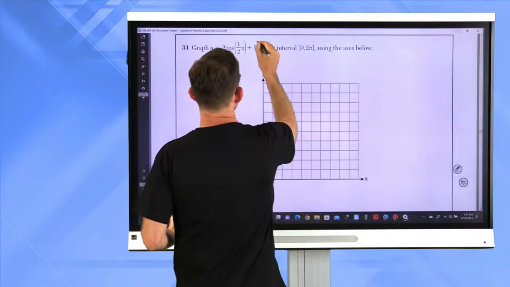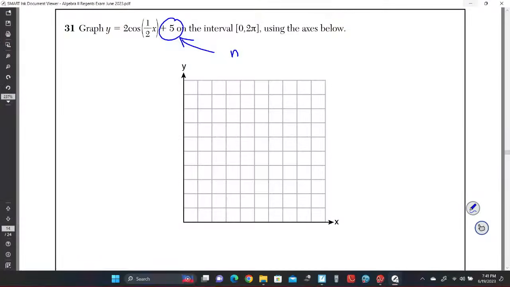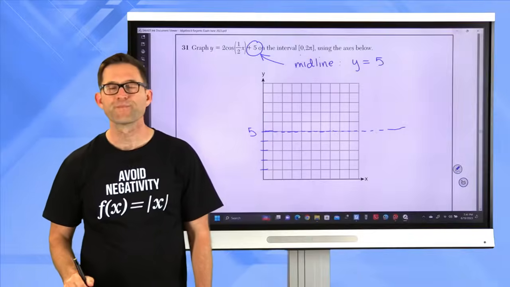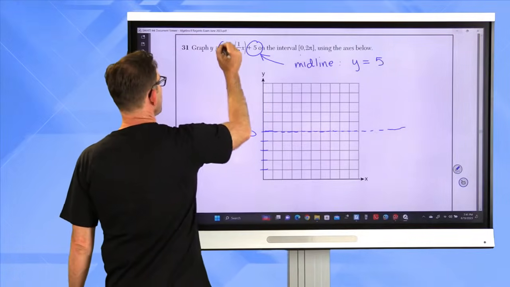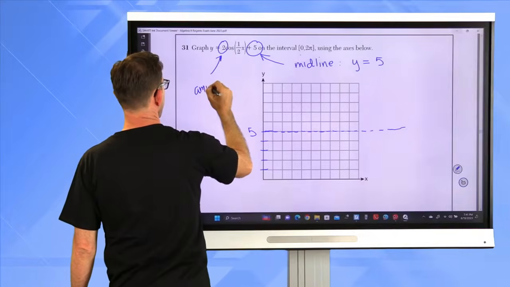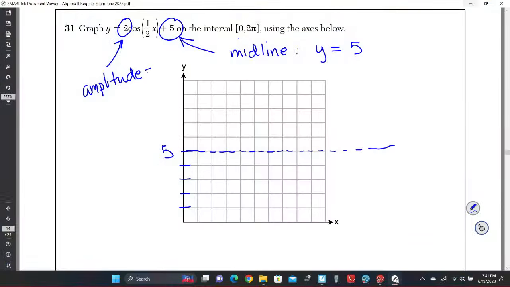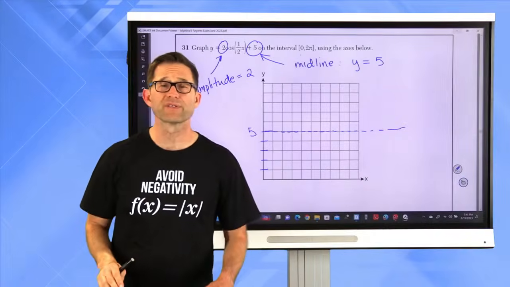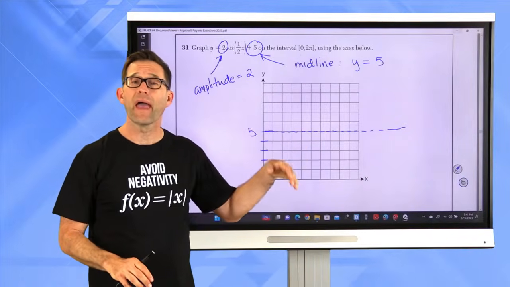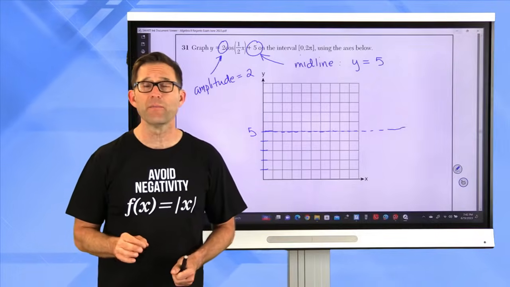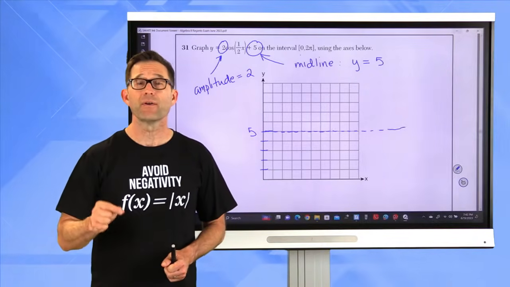Okay, number 1, we've got a midline of y equals 5. So one thing I like to do in a problem like this is go 1, 2, 3, 4, 5, and I like to just draw almost a dashed line. Now, we also have an amplitude equal to 2, which means that this curve is going to rise 2 units above 5 and go 2 units below 5, meaning that it'll have a maximum value of 7 and a minimum value equal to 3.